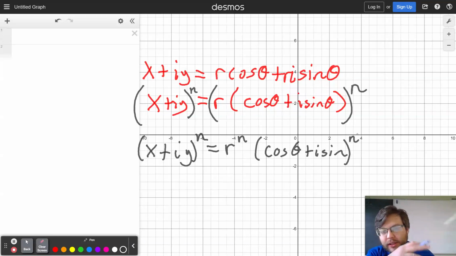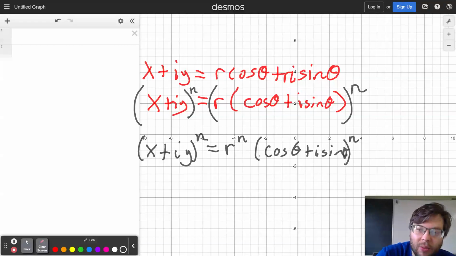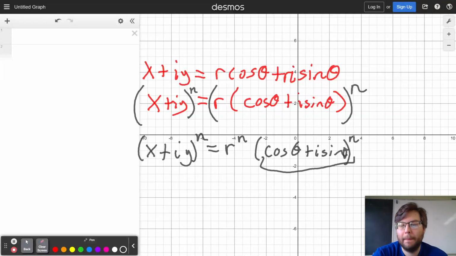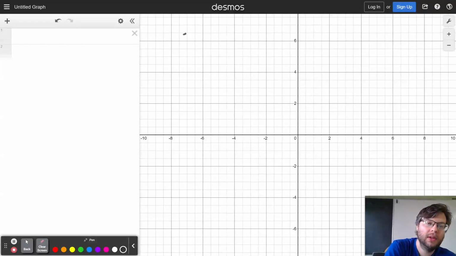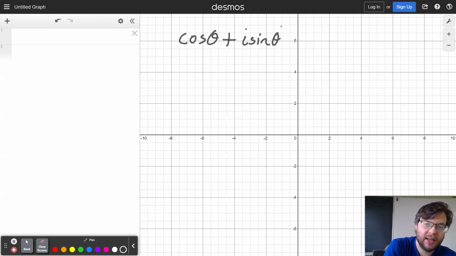Now, the other part of the claim that I want to show you is why this theta part becomes multiplication of the angle. The way you can do this is by using our good old friend, the binomial theorem. So let's look at what happens when we take cosine theta plus i sine theta to the nth power.